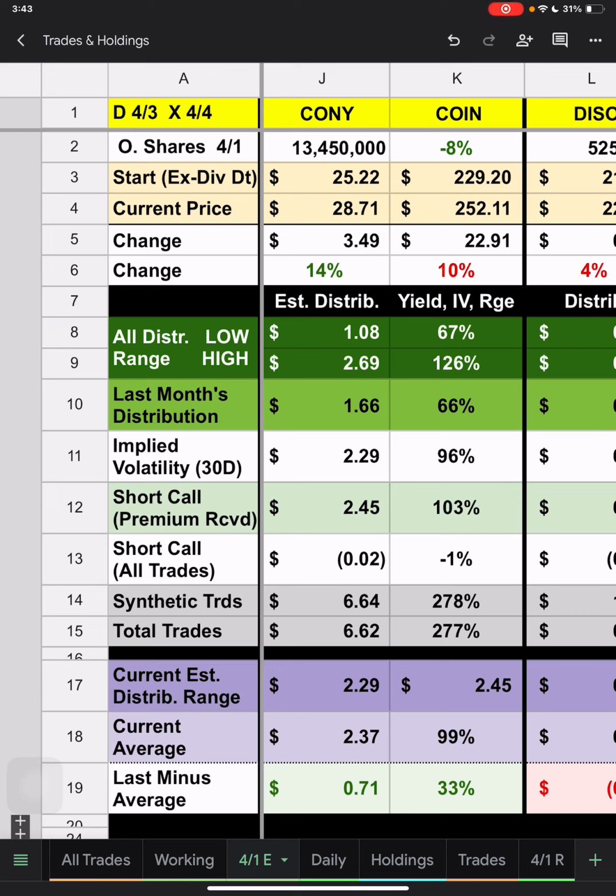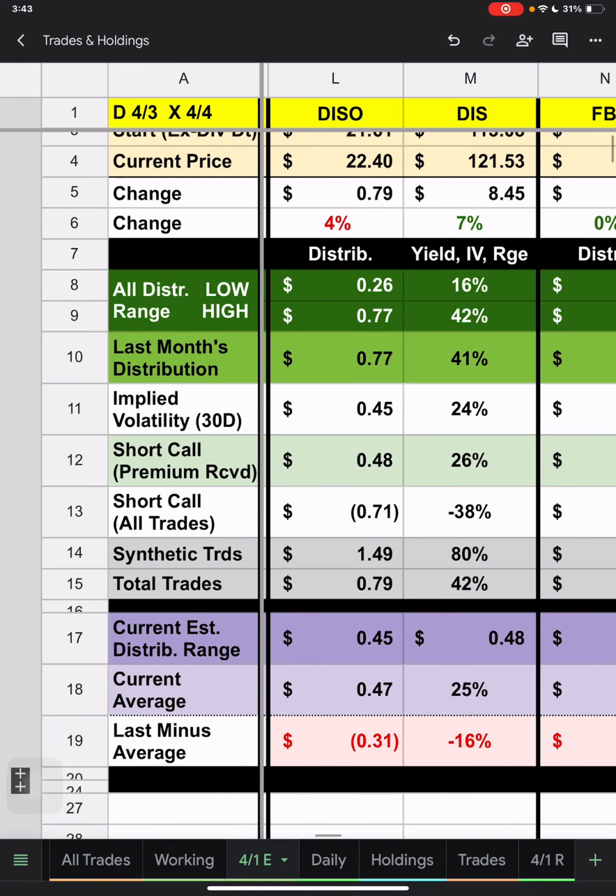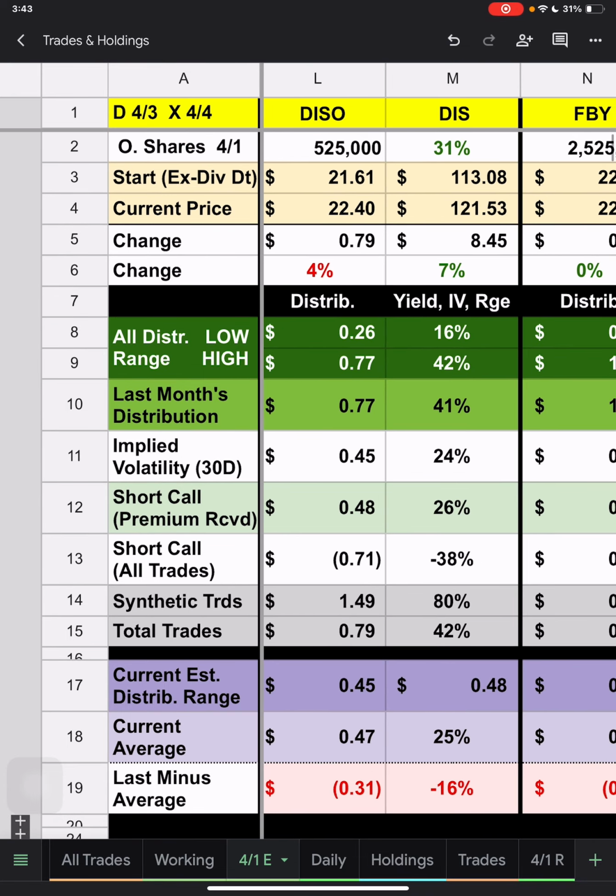Of course, I didn't mention this either, but we do have one trading day left. I don't know if they'll have any trades tomorrow where they'll receive premium or what, but we do have one more day left. So we've received 245. Our estimated range is 229 to 245 with an average of 237. We move on to Dizzo.